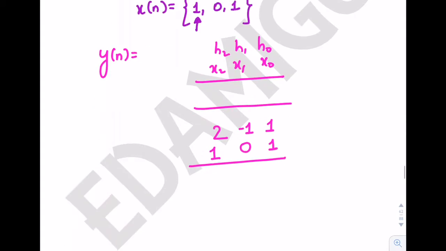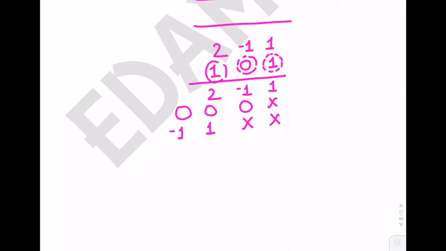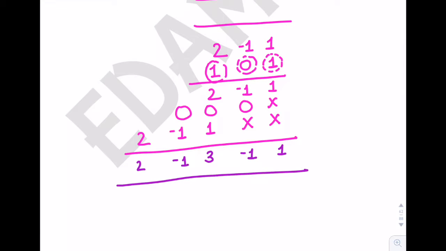Now we will multiply the terms. We multiply by 1, so it is 1, -1, 2. We multiply by 0, so it is 0, 0 and 0. Then we multiply by 1, so it is 1, -1 and 2, and then we add the terms. So we get 1, -1, 3, -1, 2. This is y[0], this is y[1], y[2], y[3], y[4].